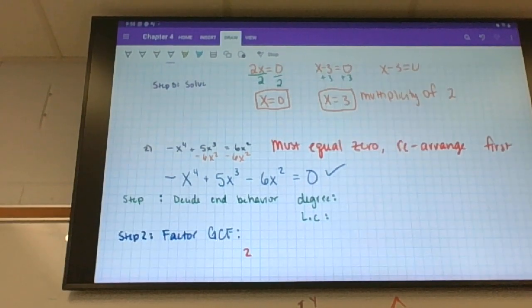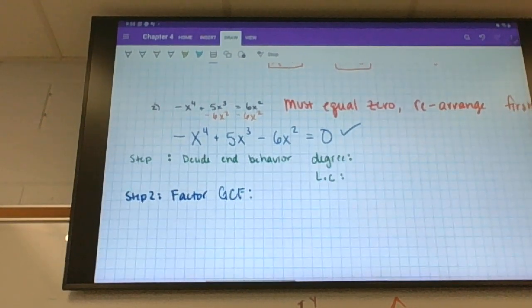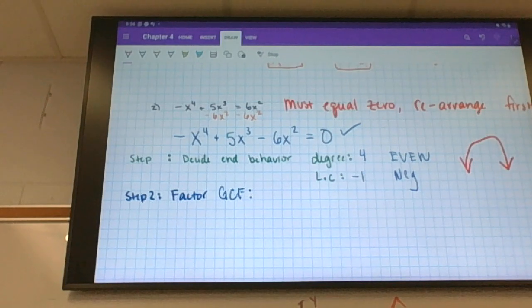Okay, the degree here is a 4. So it's an even function. The leading coefficient is negative 1. So it's negative. So even negative. I'm going to start with both my arrows pointing down when I make my graph. Even negative, both arrows go down.